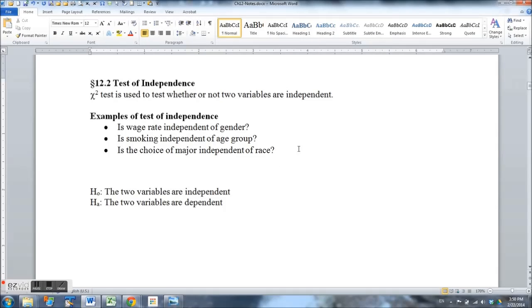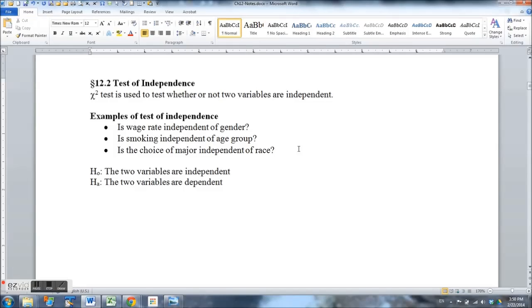The hypothesis is very easy to state. The null hypothesis is always that the two variables are independent. The alternative is that the two variables are not independent, or you could say they are dependent. That's another way of saying it.